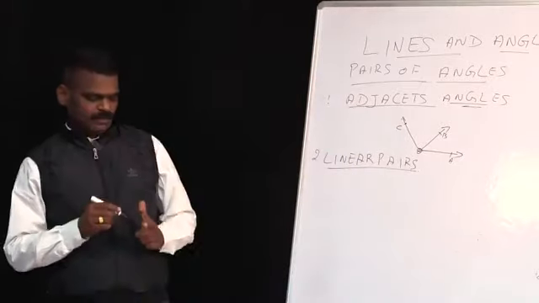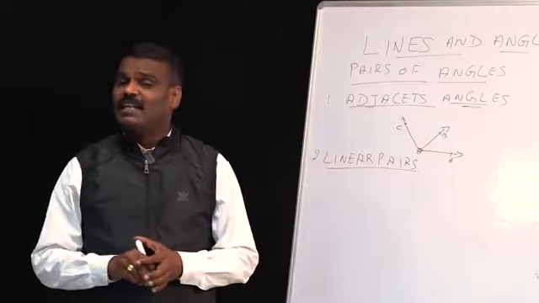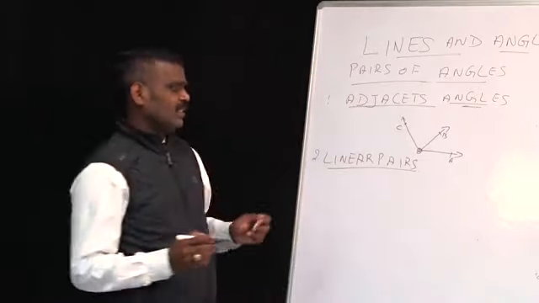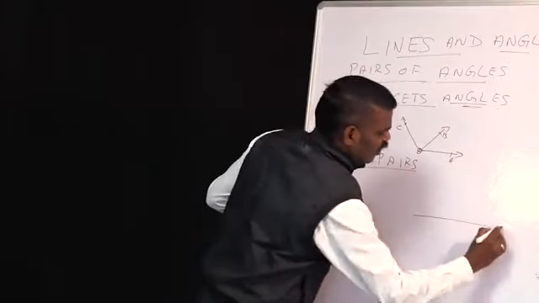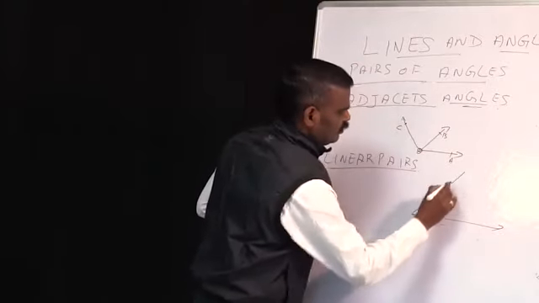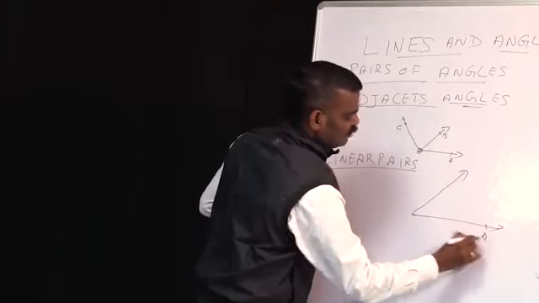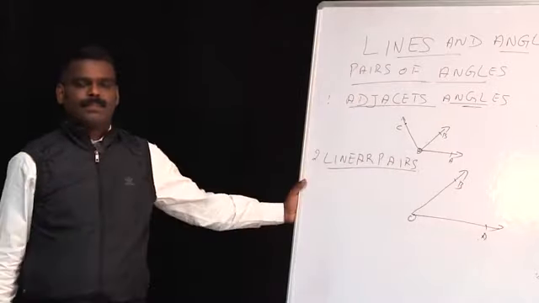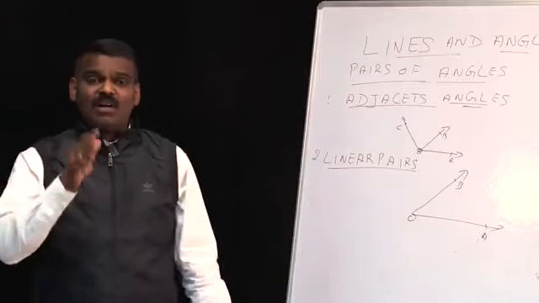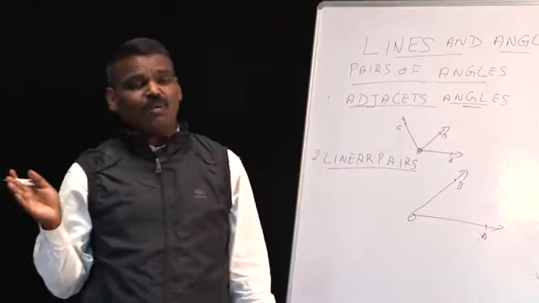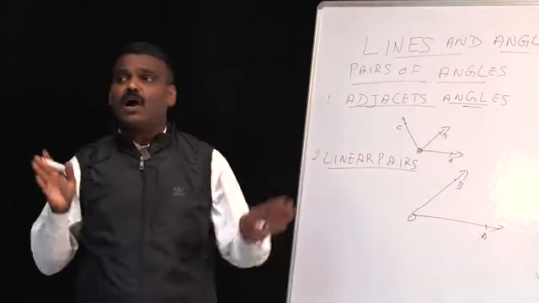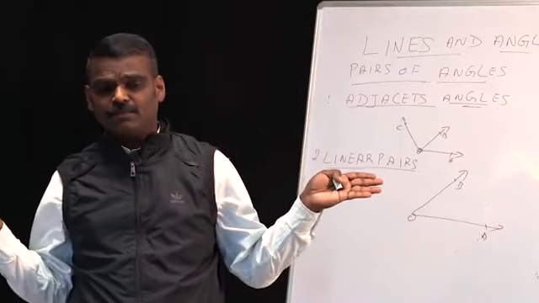Linear pairs. Two angles are called linear pairs of angles if they have a common arm, a common ray, and the non-common arms or non-common rays are in opposite directions.